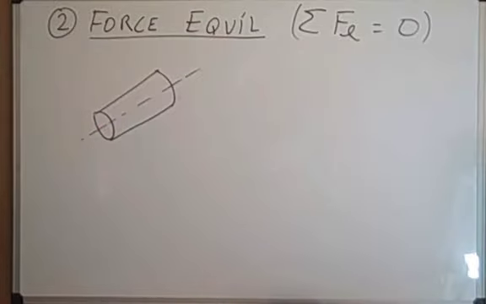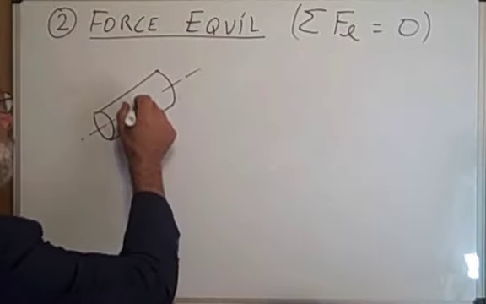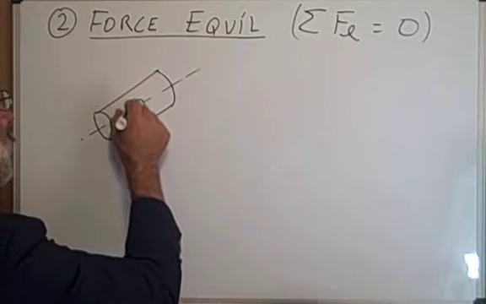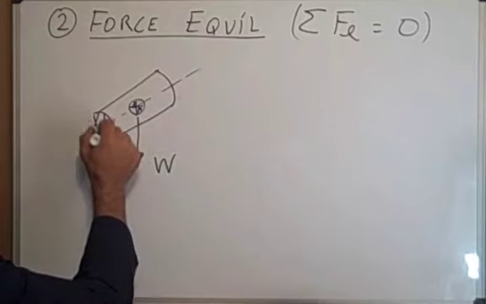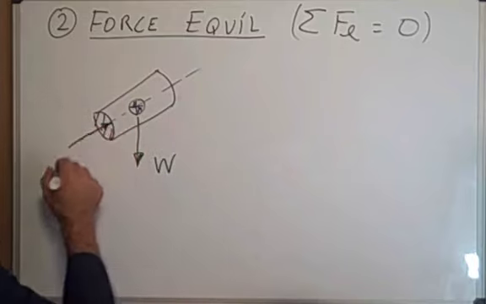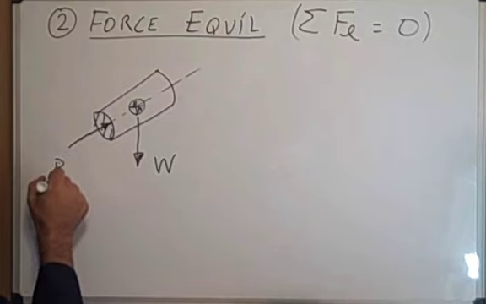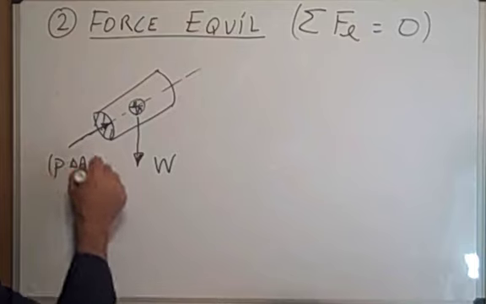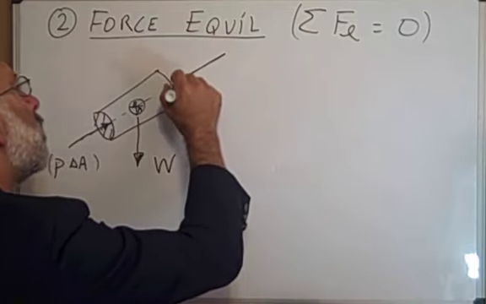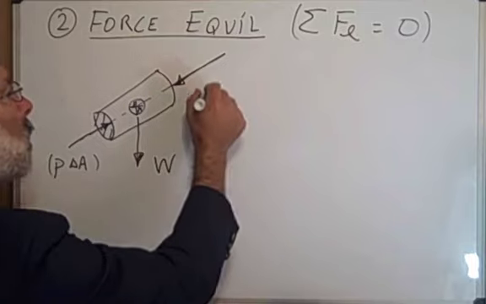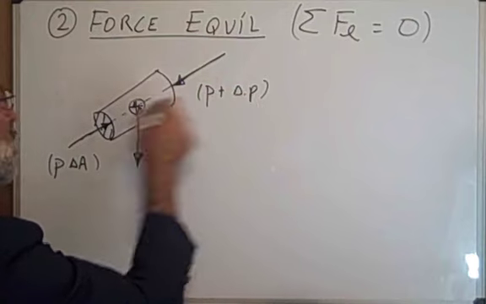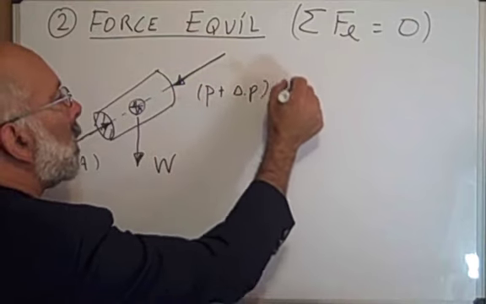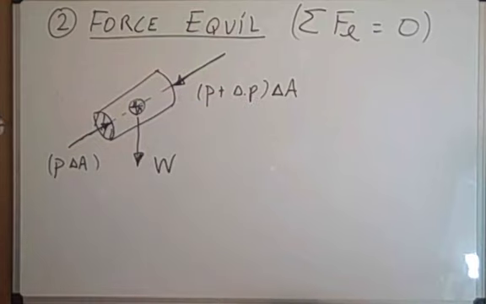To apply force equilibrium, let's sketch a free body diagram. So here's the fluid particle. It has a weight downward. There's a pressure force pushing on this face. That will have magnitude of pressure, force per area, times the area of that face. Similarly, there's a pressure force on this face. That's the pressure plus the change in pressure going from this face to this face times delta A. You want to make this positive so signs work out correctly in the derivation.